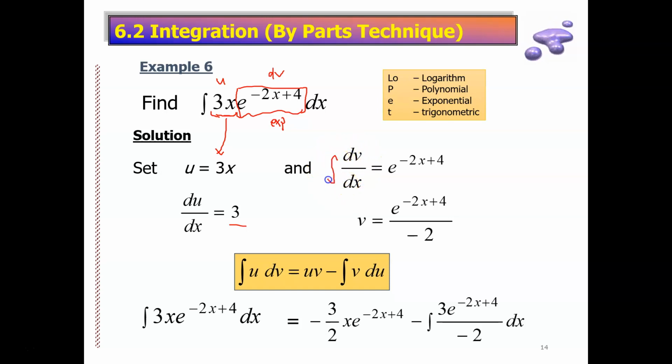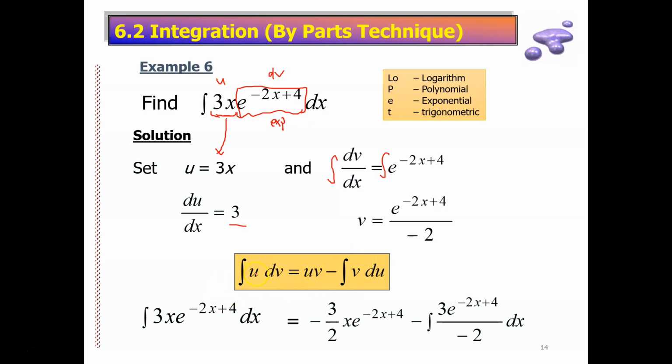We integrate this one. Integrate dv over dx, you get v. Integrate this part, you get e. We learned this last week. Integrate e to the power of negative 2x plus 4, you get the whole thing itself, and then you divide by negative 2 over here. Okay, so complete. You have u, you have du, you have v, you have dv, right? So we can use this formula.